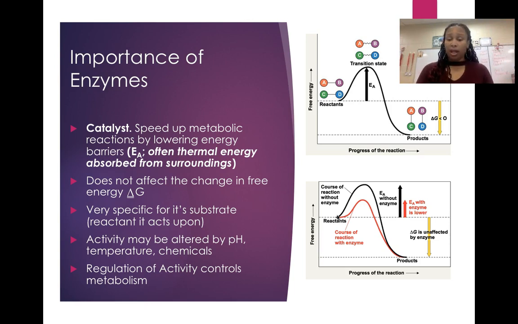Enzymes are very, very specific for the substrate. That's the reason why hexokinase catalyzed the glucose reaction, but phosphoglucoisomerase catalyzed the glucose 6-phosphate reaction, and phosphofructokinase catalyzed the fructose 6-phosphate reaction and not the glucose reaction. So enzymes are very specific for their substrate. Enzyme regulation is what controls metabolism.